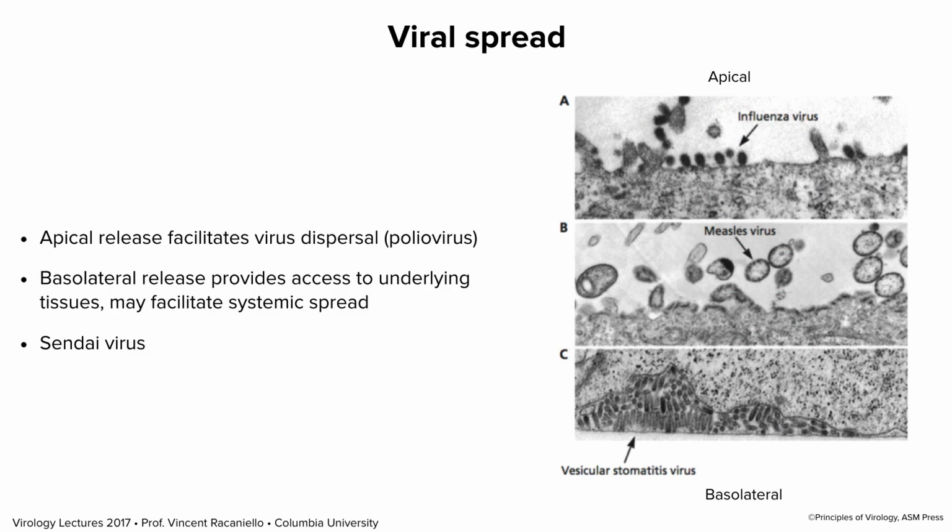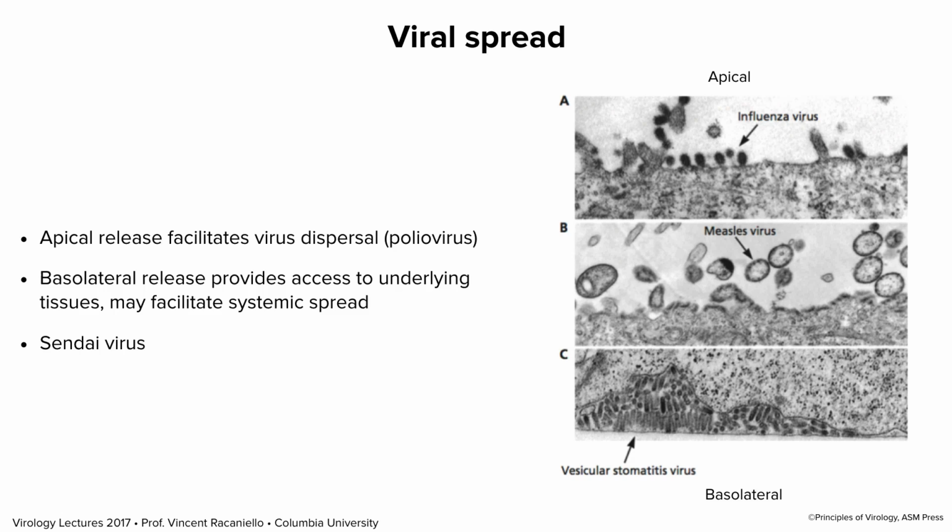The other key variable in spread of viruses from the initial site of infection elsewhere is where the virus is released from cells. Now, these epithelial cells, whether they be in the respiratory or the gut tract or wherever, they're polarized. They have an apical and a basolateral domain, which are very different. They have different proteins on them, and they're structurally very different. And some viruses only are released at the apical domain of cells. So, for example, here's influenza virus. It's only released at the apical domain of polarized epithelial cells.